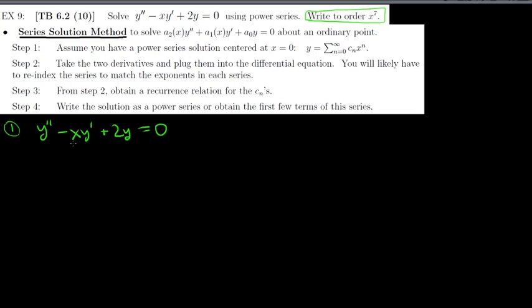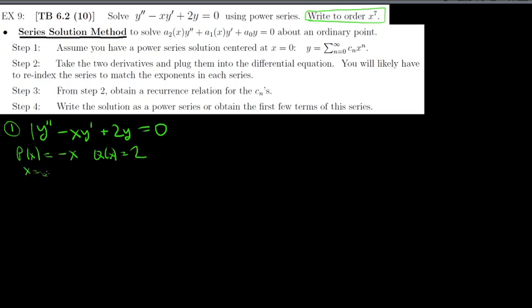And of course we know that 0 is an ordinary point here, right? We're not dividing by anything here. The leading coefficient is 1. So in normal form, this is already in normal form. In our normal form, p of x is negative x, and q of x is equal to 2, and these are both analytic.